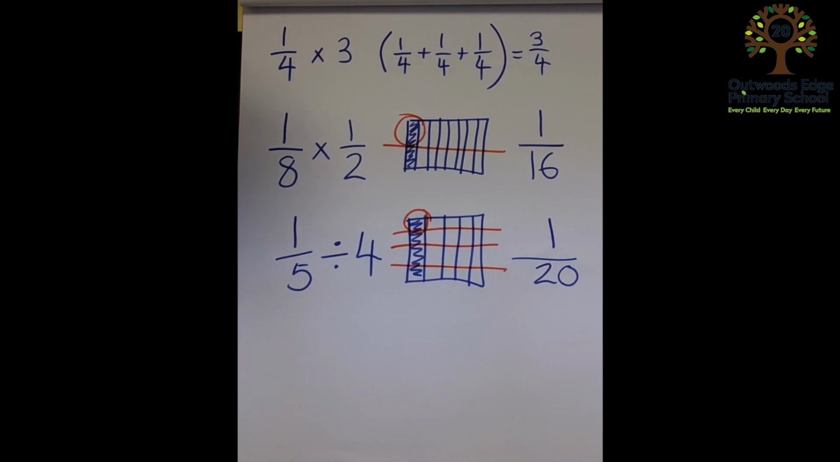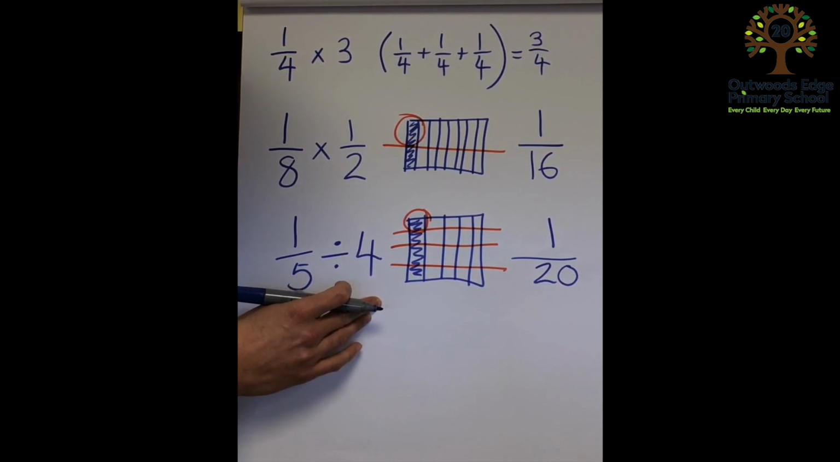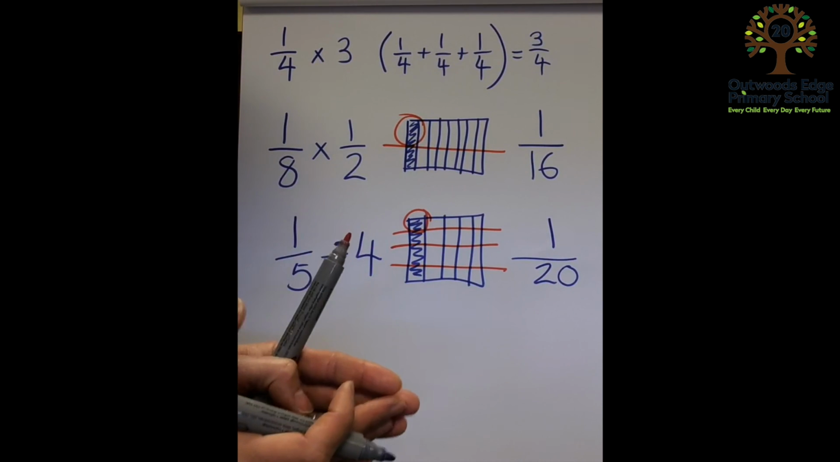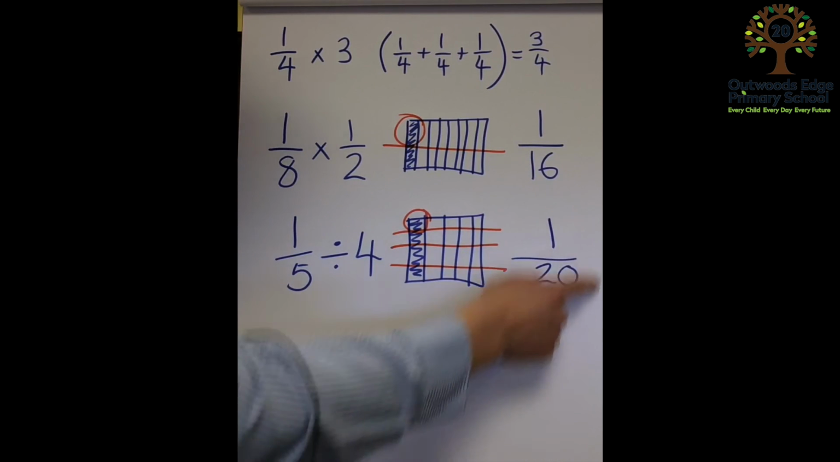That one's a little bit confusing, but if you think about it like this, if I had a cake and I brought 1/5 of that cake into school and I wanted to share it between 4 people, I've got to make the fraction smaller for each person to have a piece of that cake. Okay, and that's where that 20th comes in.